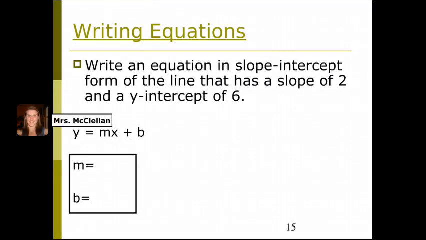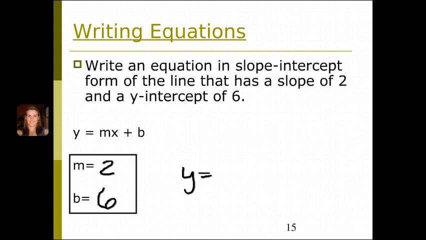Writing equations. Write an equation in slope-intercept form for the line that has a slope of 2 and a y-intercept of 6. So we're going to replace our information that we know. Slope is 2, so m equals 2. Y-intercept, our symbol for that is b, and so we're going to replace our b with 6. So let's go ahead and rewrite this. It's going to be y equals 2x plus 6. And that's it. y equals 2x plus 6.